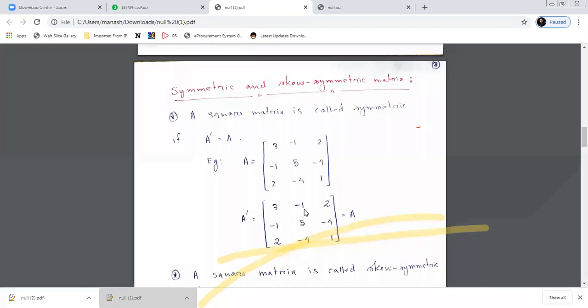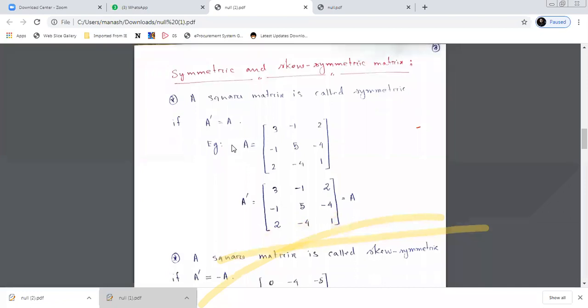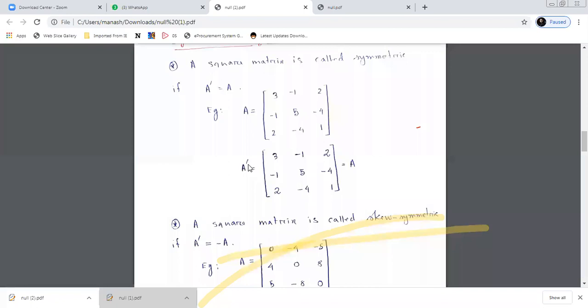Now see here, symmetric and skew symmetric matrix. First one is what? A square matrix is called a symmetric matrix if A dash is equal to A. That means after transposing the matrix, if we get the same matrix, then the matrix is called a symmetric matrix. So here this is the matrix A. If we transpose this matrix, see what you get. The first row becomes the first column. The first row is 3, minus 1, 2. It will become the first column, 3, minus 1, 2. The second row is minus 1, 5, minus 4. It will become the second column, minus 1, 5, minus 4. Again, the third row is 2, minus 4, 1, and it will become the third column, 2, minus 4, 1.